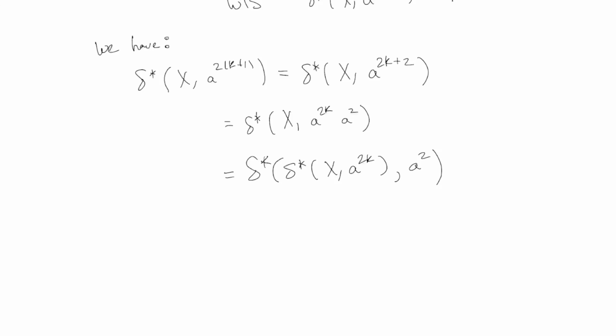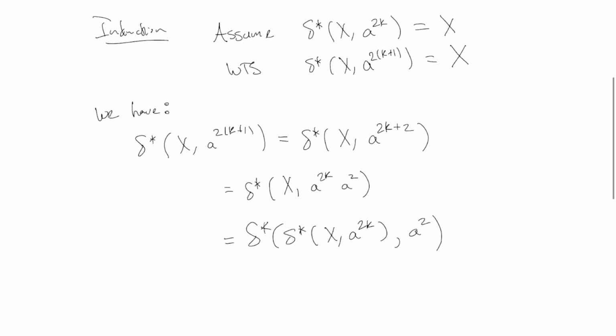All right? And now I feel very good indeed about this part right here. This is exactly what appears in the induction hypothesis, which I scrolled a little bit, but you can see right there. This part, delta star of x comma a to the 2k equals x by the induction hypothesis. So I can say this equals, and this is the step in which I use the induction hypothesis, x right there. All right? And we are pretty much done at this point.